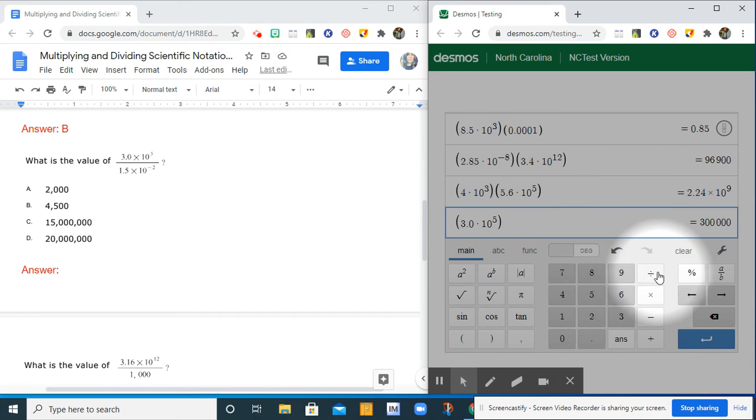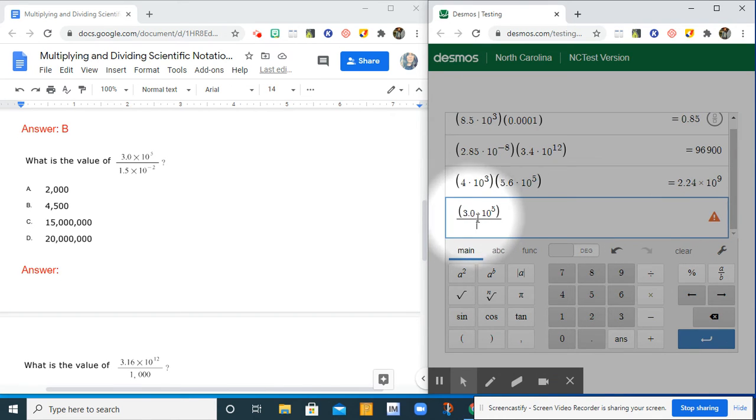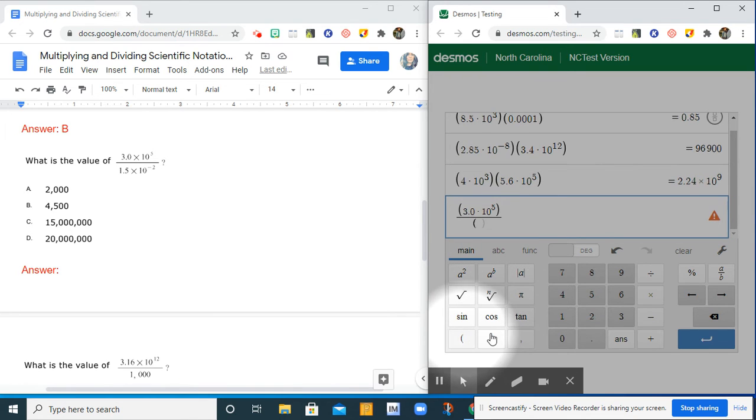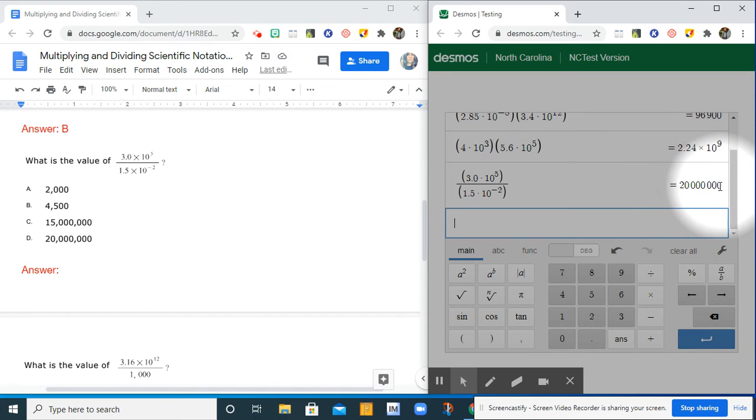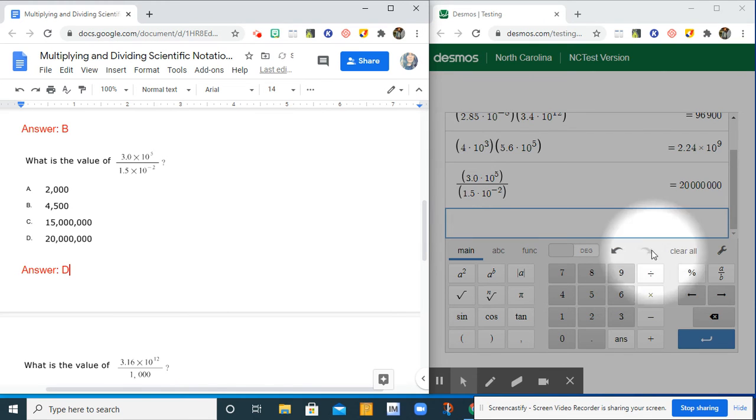And then this time we're dividing, so division sign. You notice that this particular calculator uses division in a kind of fraction form. We're going to choose another set of parentheses and do 1.5 times 10. And this time it's getting raised to the negative 2nd power. Again, you're going to have to use the subtraction button for that negative sign. Click off, and then close your parentheses. And then your answer is D. This answer matched option D.